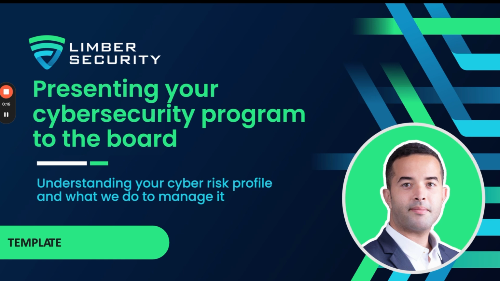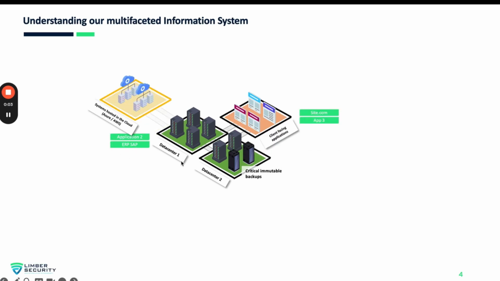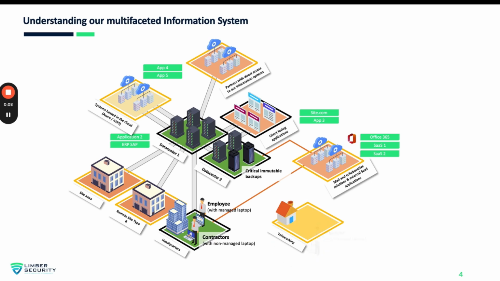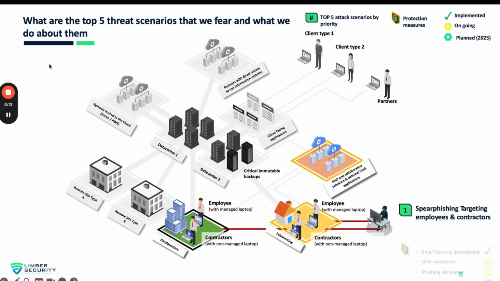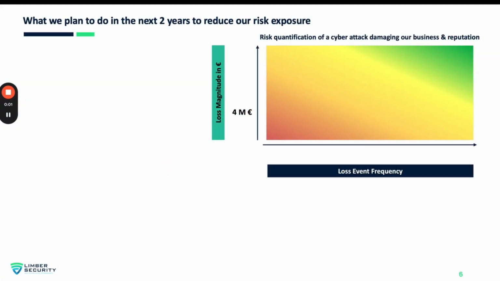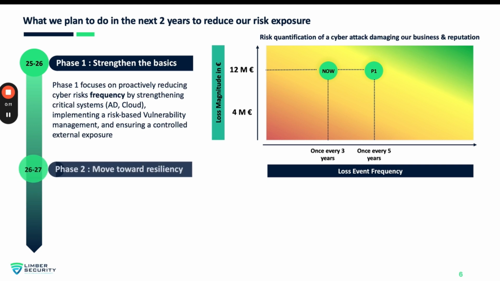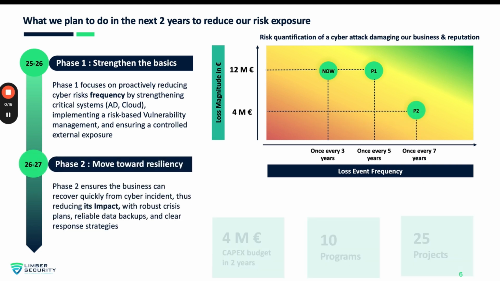So the template in itself has two sections. The first one is animated slides that show a simplified vision of the information system, the top 5 threat scenarios that can target it, and what is implemented to reduce those threats. The second section will be a risk quantification summary using the FAIR methodology to show the potential loss magnitude of cyber attacks and how the planned program can reduce the loss event frequency and the loss magnitude of those cyber attacks.